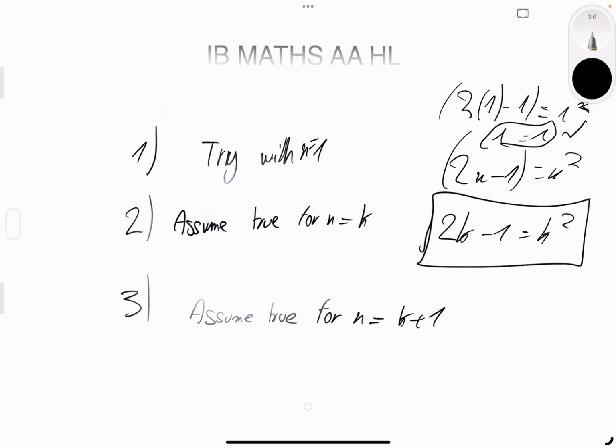Here again, you're going to replace n with k plus 1, so 2k plus 1 equals k plus 1 squared. And then you develop, and what you're going to try to do is reach the conclusion that since the first step is true, and the third step where n equals k plus 1 is true whenever n equals k is true, then the sum of the first n odd numbers is n squared. So that wraps up our first topic, numbers and algebra.